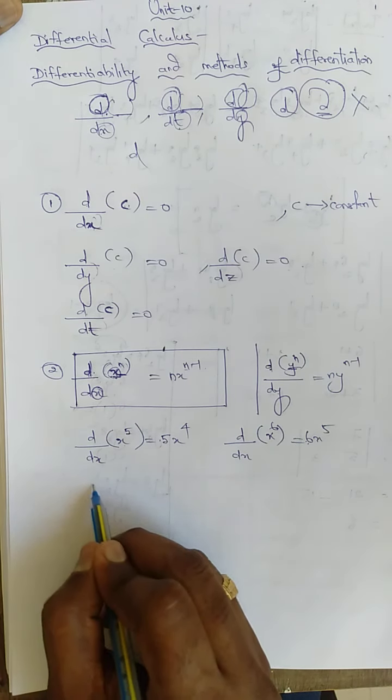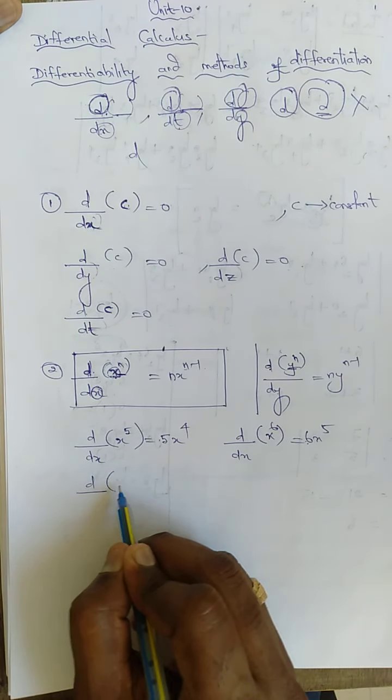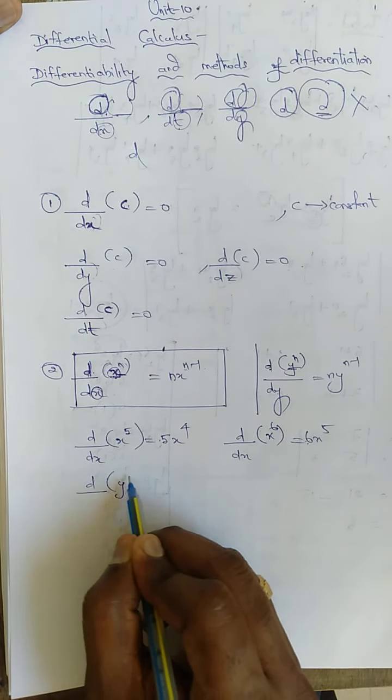The same, I can use another variable, d by dy, where the variable is nothing but y power 2. So I need to put dy. Differentiating y square with respect to y, bring down the power: 2y. 2 minus 1 is 1. Nothing but 2y.